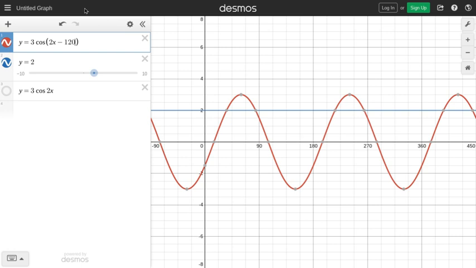Okay, right, so back to solving the equation. Basically we're looking for these 4 values, so we can have a look and see what we should be getting. So 35.9, 84.1, and so on.